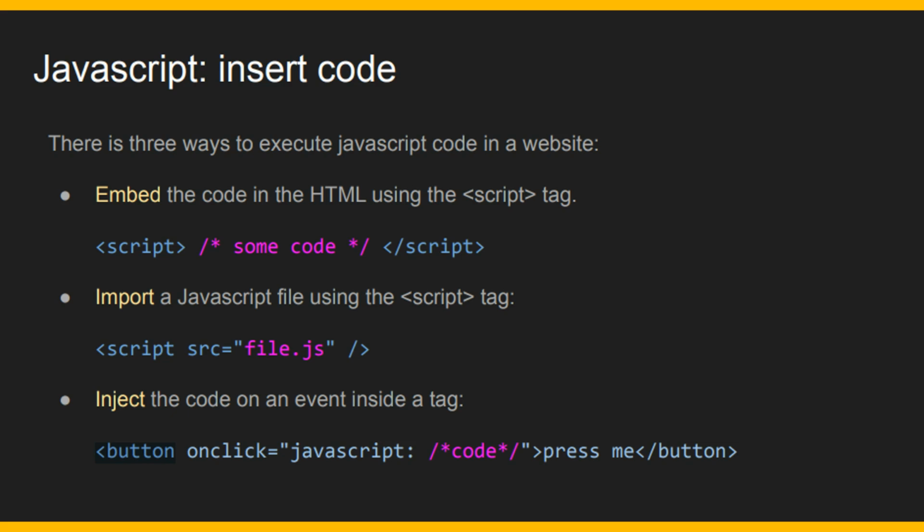And then 3 will be to inject the code on an event inside a tag, i.e. on a button event. As you can see, inside the opening button tag we have an onclick event, where inside it we have JavaScript, and then the code we will write, either alert a message when the button is clicked, and many other ways we can write code inside that onclick event. Later I will show you an example where we'll place a JavaScript function call directly.